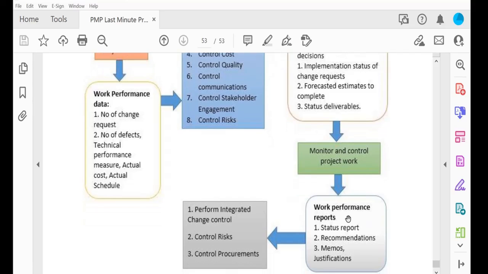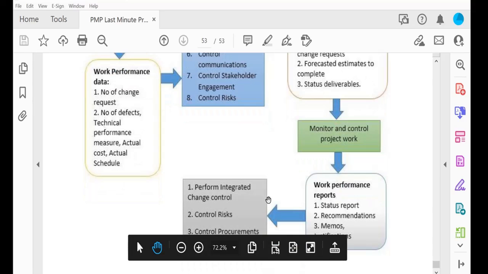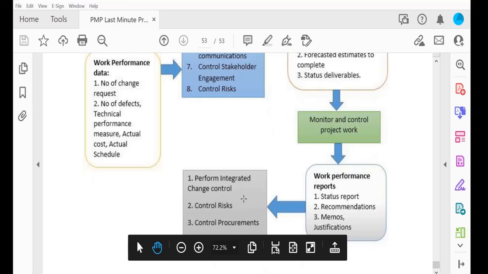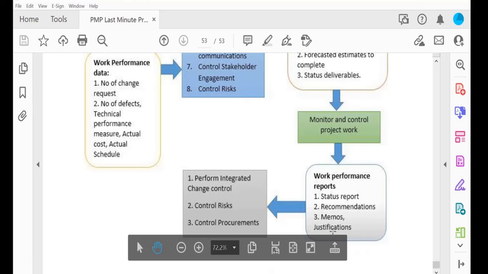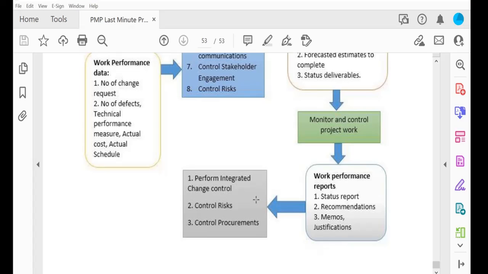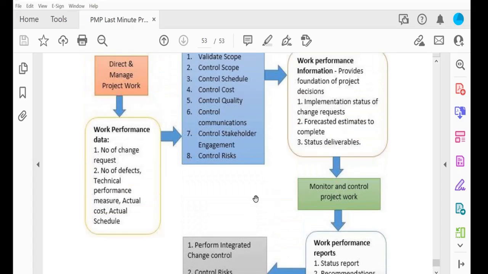They generate the work performance information, and this information goes to monitor and control project work, and they take it and generate the work performance report and send it to integrated change control. Integrated change control means the senior level people who make decisions based on the report. So there will be some status reports, recommendations, memos, justifications, and these reports also go to the conduct communication phase. We will discuss later, but this is the cycle.